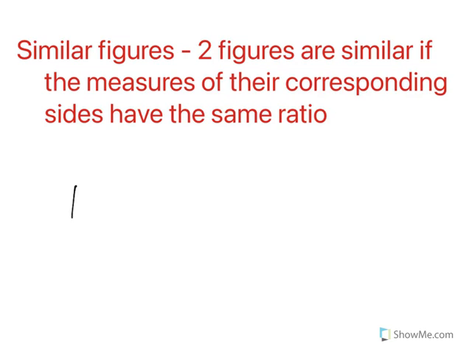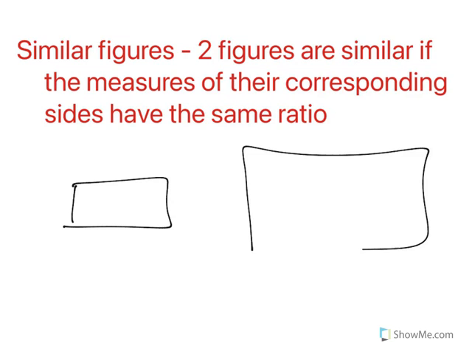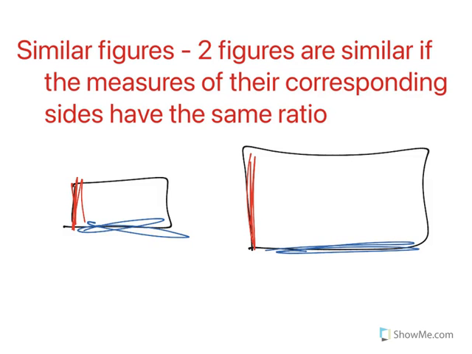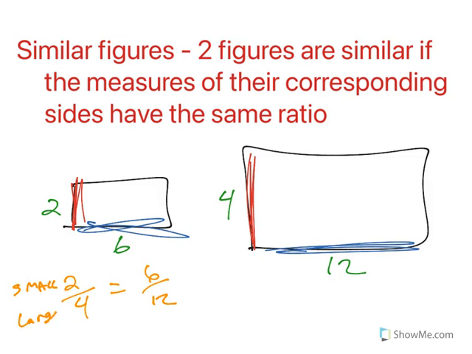So if we would have two rectangles, so corresponding sides, like a width and a width would be corresponding sides, and a length and a length. So we could say if we had 2, 4, and then like 6, 12. Okay, because we could say corresponding sides, 2 is to 4 as 6 is to 12, right? We have the small rectangle on top and the large rectangle on the bottom.